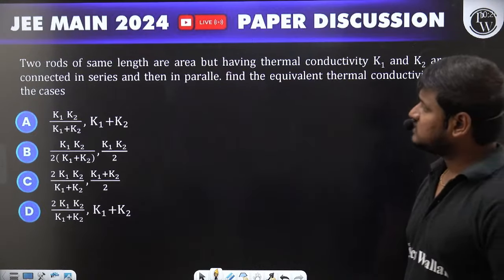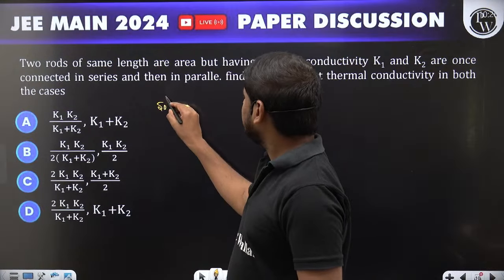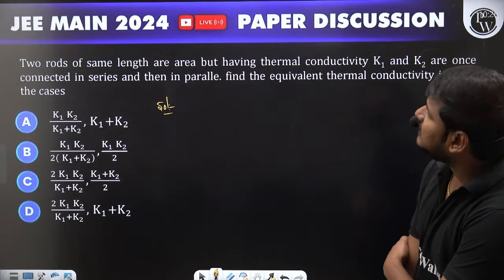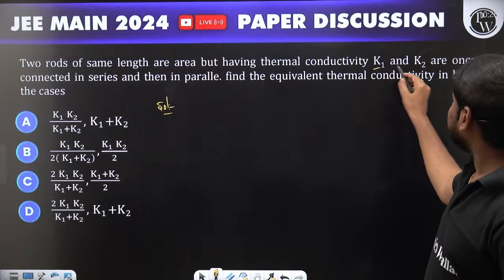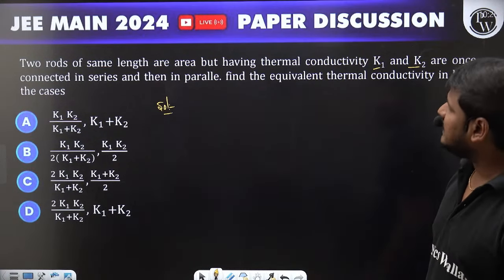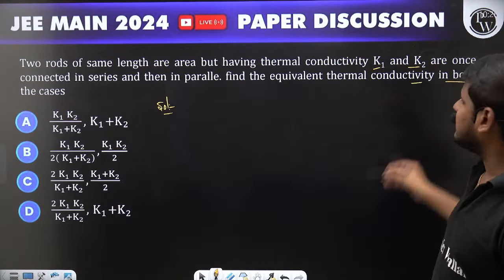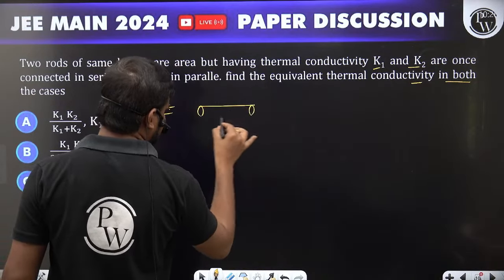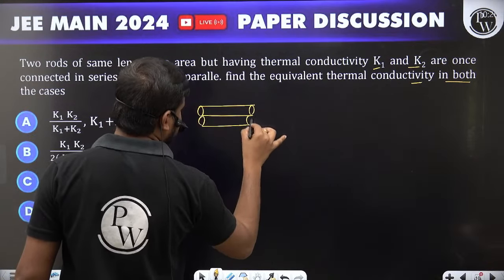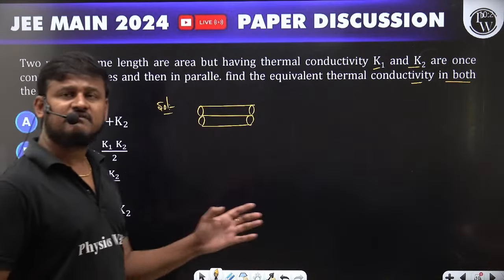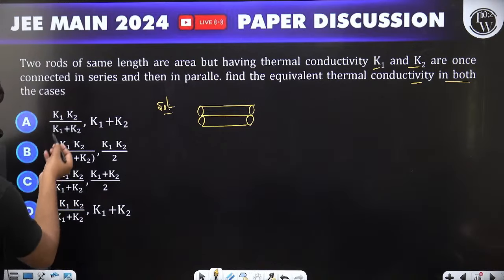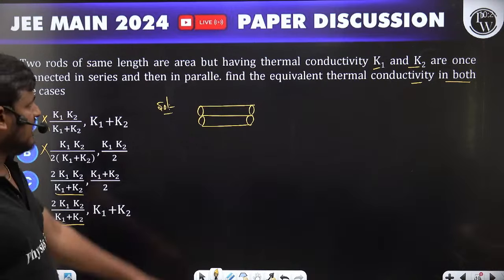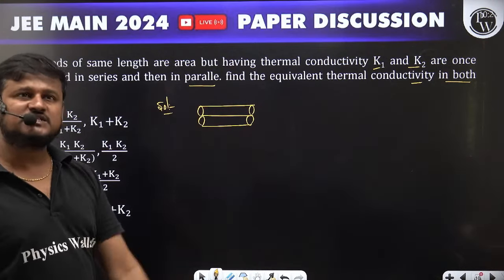Done. Chalo, the next question is a direct question. Two rods of the same length and area, but having thermal conductivities K1 and K2, are connected in series, then in parallel. Find the equivalent thermal conductivity in both cases. This is a direct formula based question. In the series case, it is going to be 2K1K2 by K1 plus K2, right? So this option could be correct. And in the parallel case, you know that it is K1 plus K2 by 2.